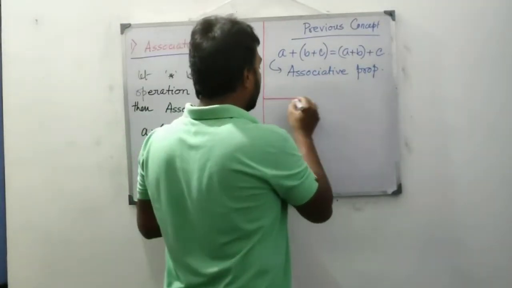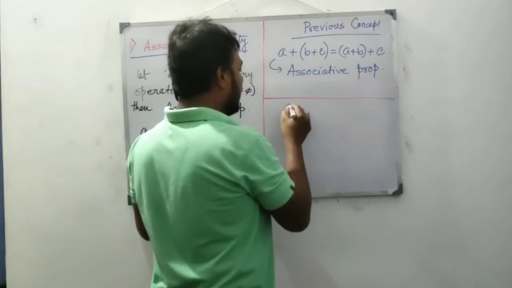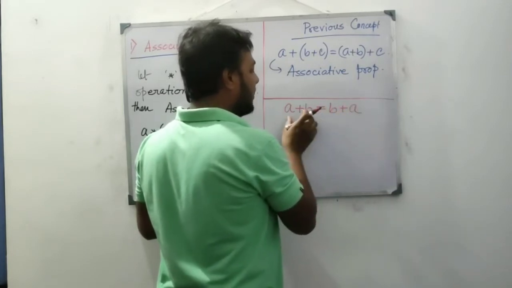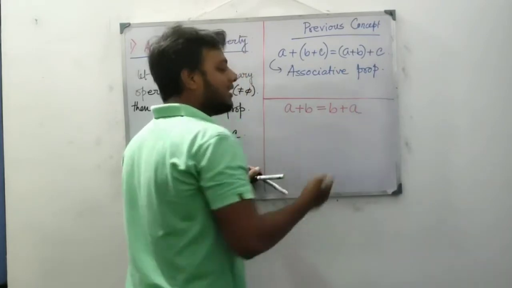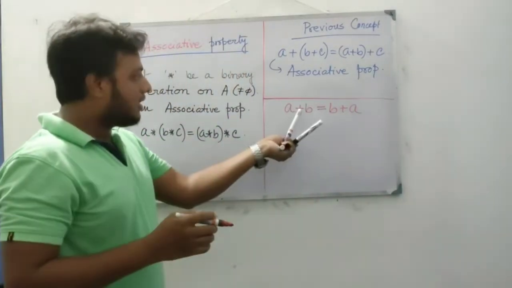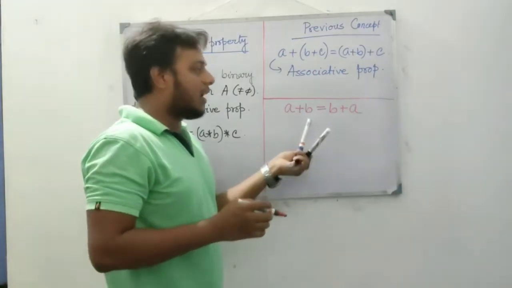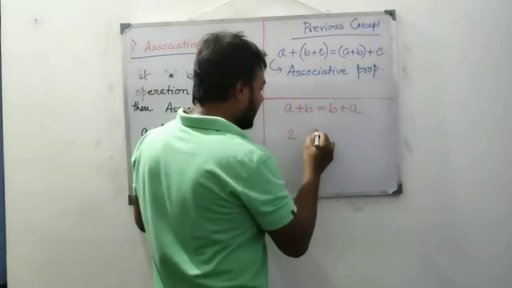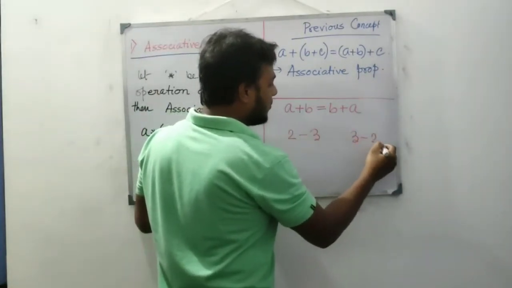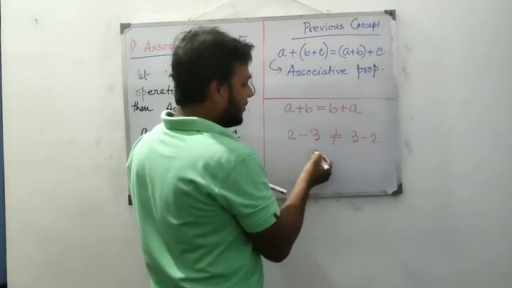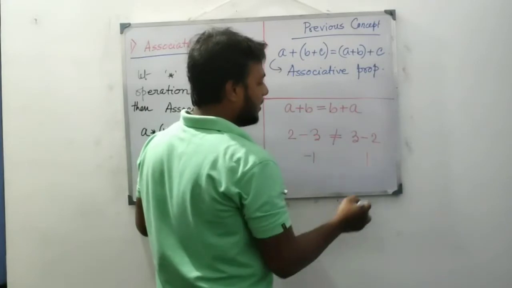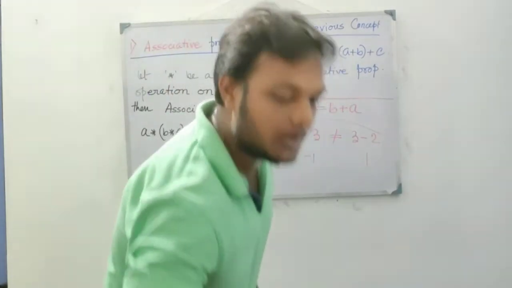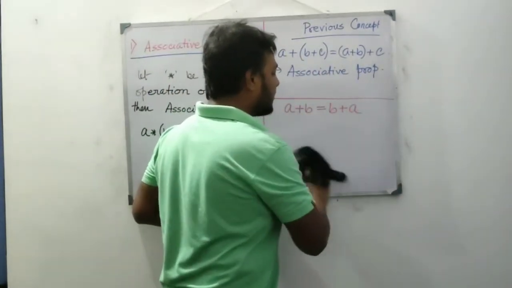My next property is the commutative property. What was the commutative property? According to our previous knowledge, for addition, the commutative property was A plus B equals B plus A. That means if you add A plus B and B plus A, then you will get the same result. There is no commutative property for subtraction. Why? If you consider 2 and 3, then 2 minus 3 and 3 minus 2 will not give us the same result. 2 minus 3 means minus 1, 3 minus 2 means 1. That's why there was no commutative property. That means the commutative property is not true for subtraction.